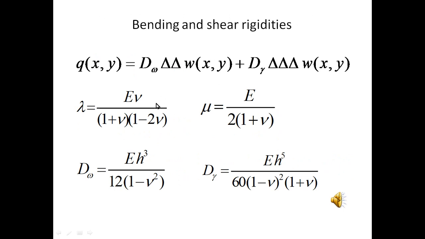Changing from Lamé's elastic constants to Young's and Poisson's constants, this equation can be written in the following form, where D is the bending rigidity and R the shear rigidity.